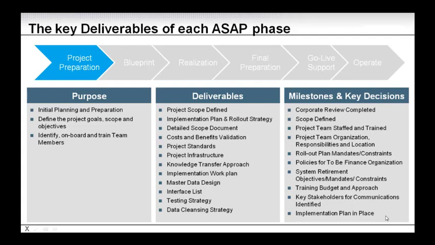Then we need to also start to communicate. So we need to know the key stakeholders for communication. We need to have those identified, and we need to have an initial communication plan in place. And all of that is going to be documented in the implementation plan. So this is the snapshot, high level, of the project preparation phase.